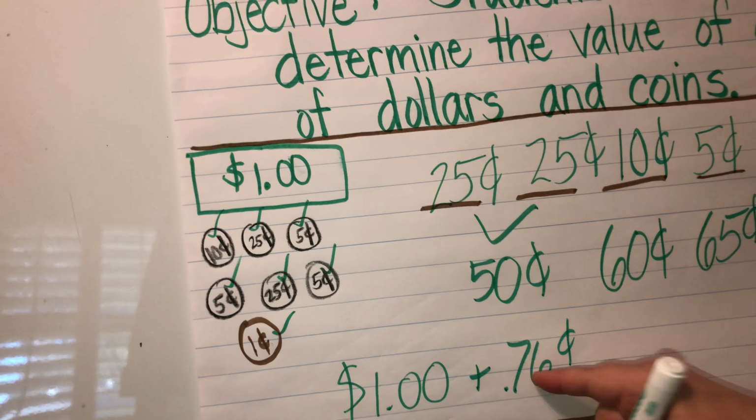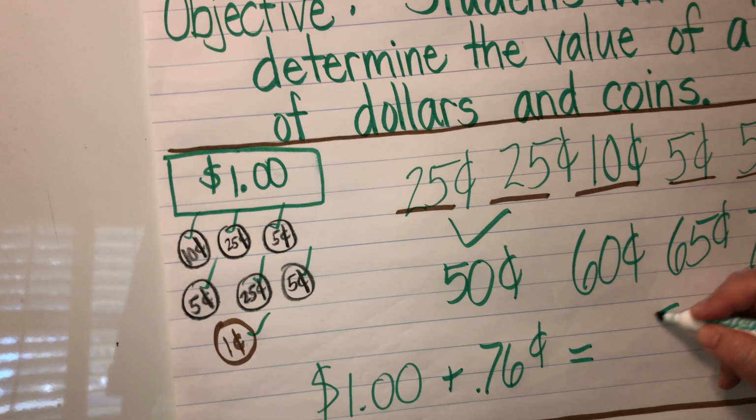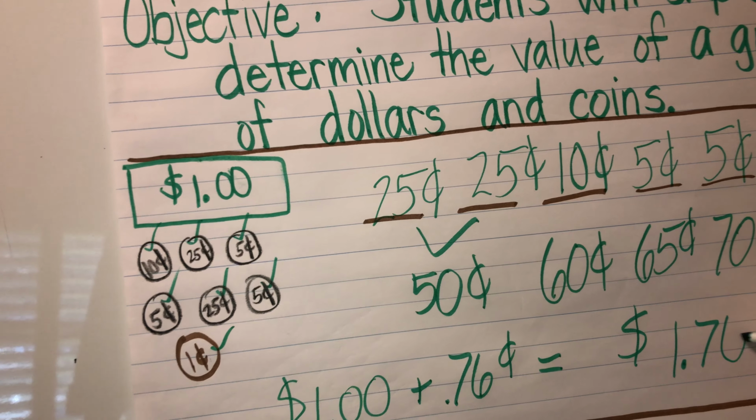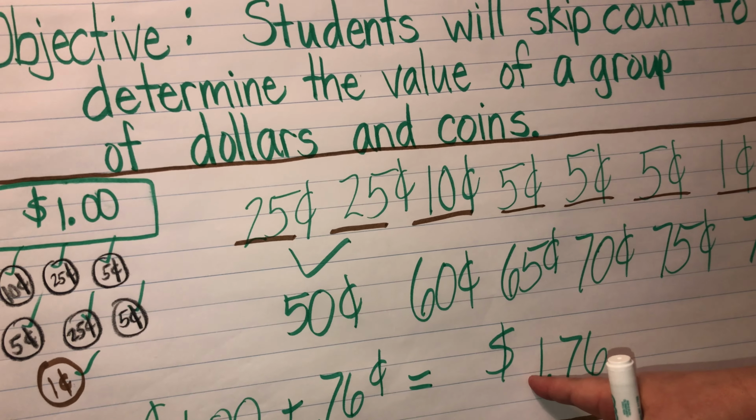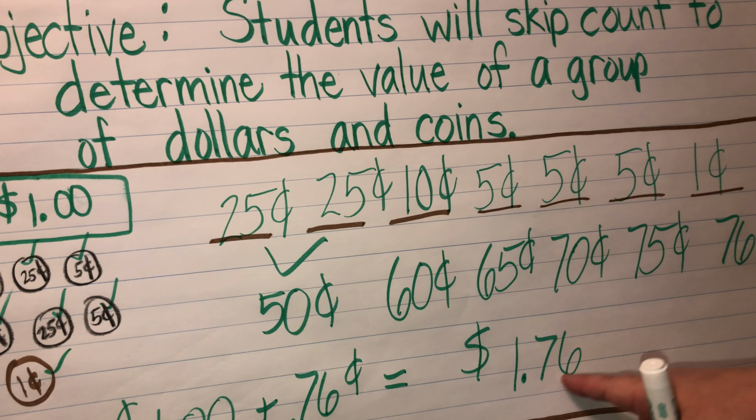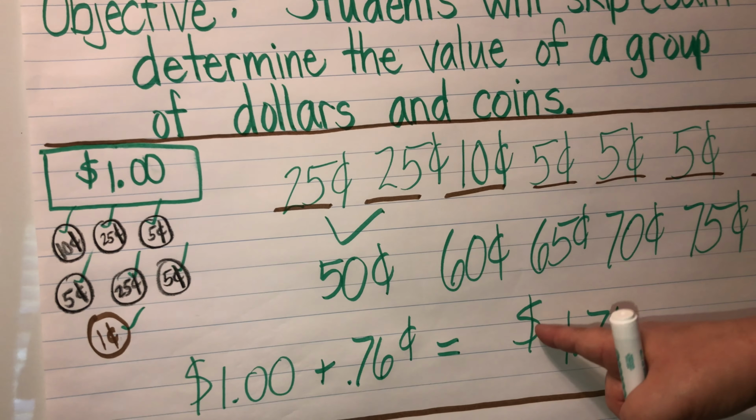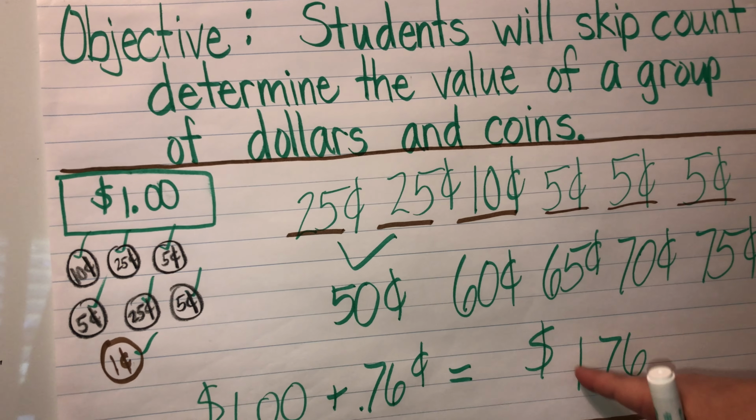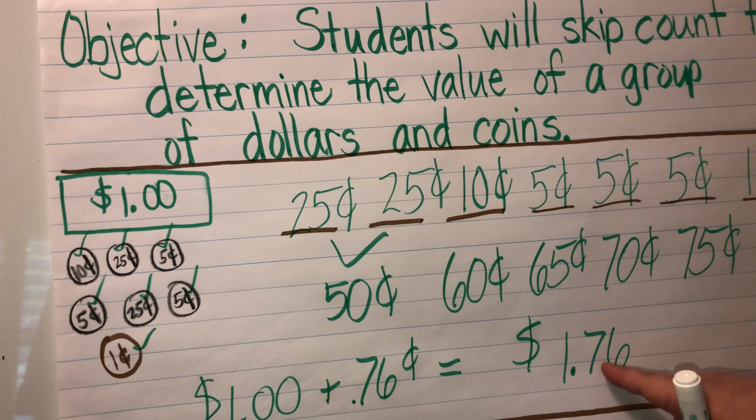So I have 76 cents, but don't forget, boys and girls, that I have to add that to my dollar. So when I write it, I write $1, 76 cents. So I use the decimal point to separate the dollars from the cents. But notice, boys and girls, I only use one symbol, and that would be the dollar sign, because I have dollars, so I use the dollar sign.